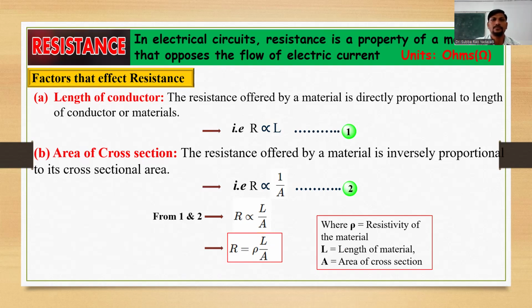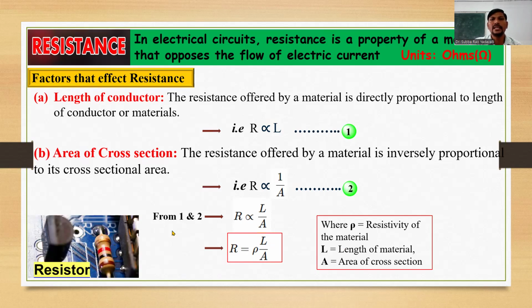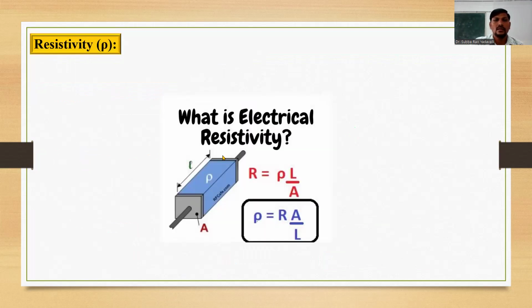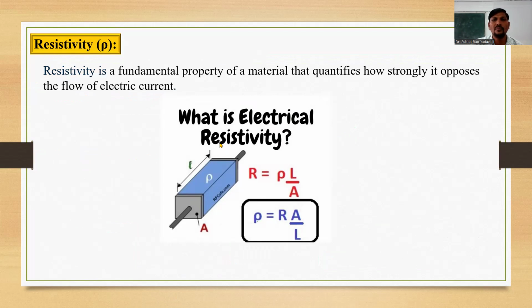Now what is a resistor? A resistor is the material which opposes the flow of electric current. Resistance is the property of a material, and a resistor is the material which opposes the flow of electric current. This is the difference between resistance and resistor. The next one is the resistivity. The resistivity is a fundamental property of a material that quantifies how strongly it opposes the flow of electric current.